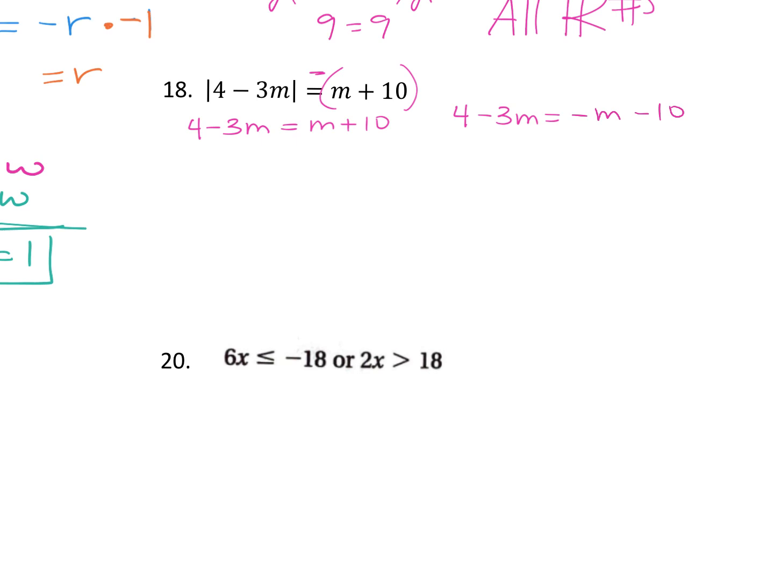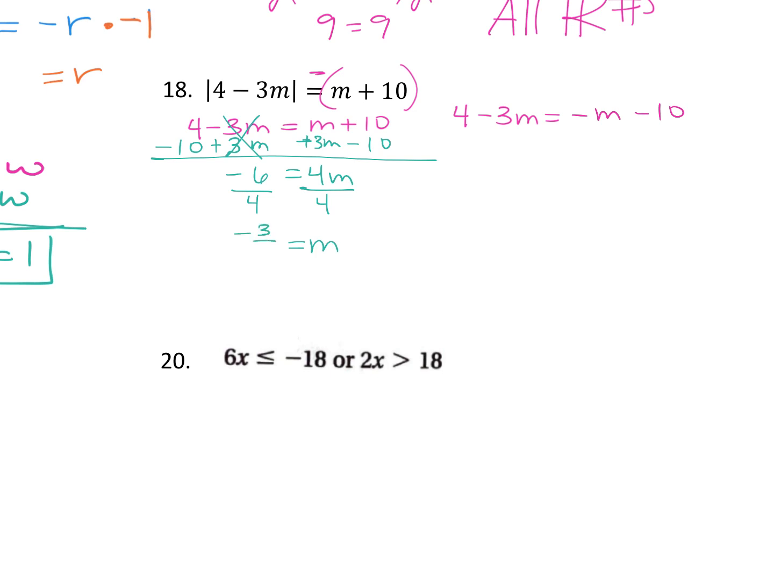Solve them both. So when we solve this one, I would add 3m, add 3m. So you get 4m. This is gone. Then move your 10 over to the other side. So subtract 10. You get a negative 6. Then divide by 4. So m is what? It's a fraction. What's your answer? Negative 3 over 2.